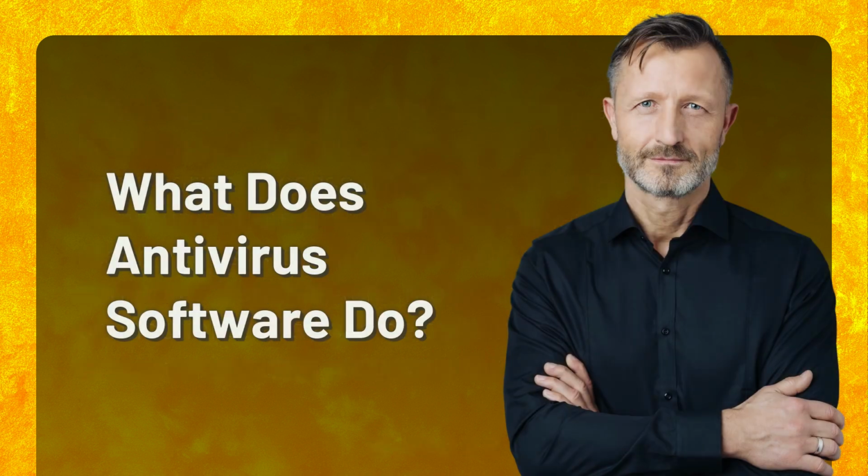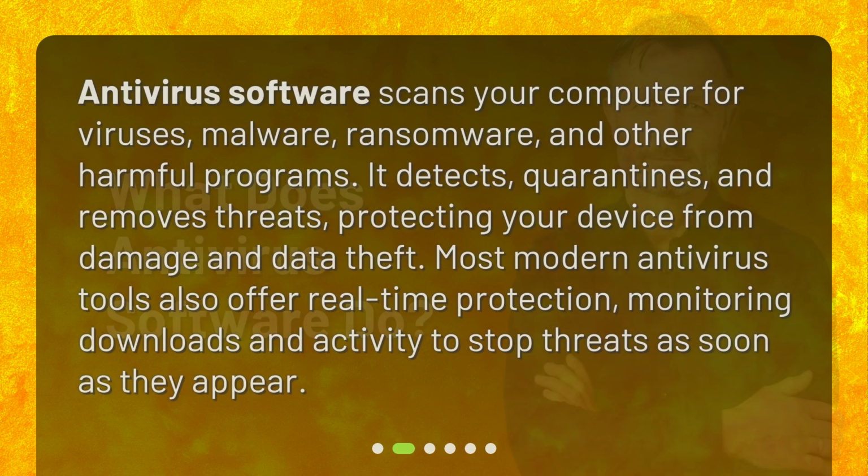What does antivirus software do? Antivirus software scans your computer for viruses, malware, ransomware, and other harmful programs. It detects, quarantines, and removes threats, protecting your device from damage and data theft. Most modern antivirus tools also offer real-time protection, monitoring downloads and activity to stop threats as soon as they appear.